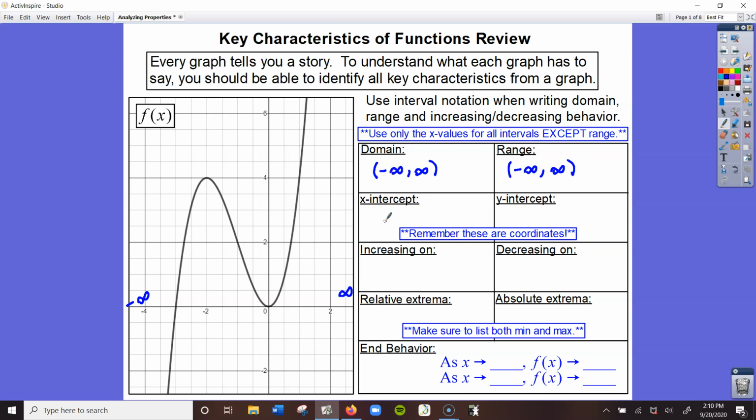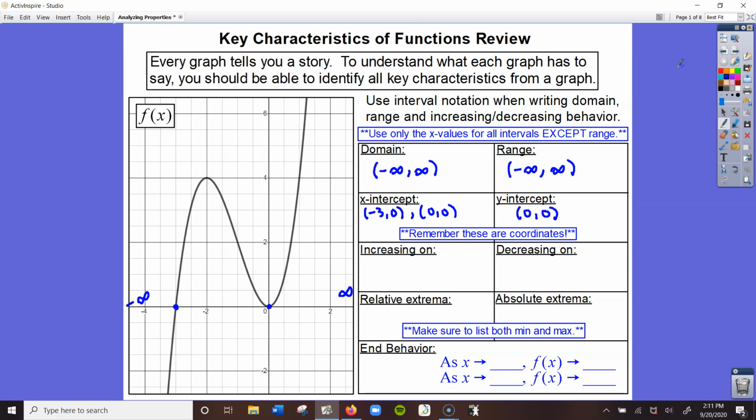Now your x-intercepts are when your graph touches your x-axis, and we can see that we have two x-intercepts here. And we have to write this as coordinates. So our first x-intercept is (-3, 0), and (0, 0). Then for a y-intercept, that's when your graph touches your y-axis, which occurs at (0, 0). Now (0, 0), which is the point of origin, would be considered both an x and a y-intercept if your graph goes through it, because that's where your x-axis and your y-axis meet.